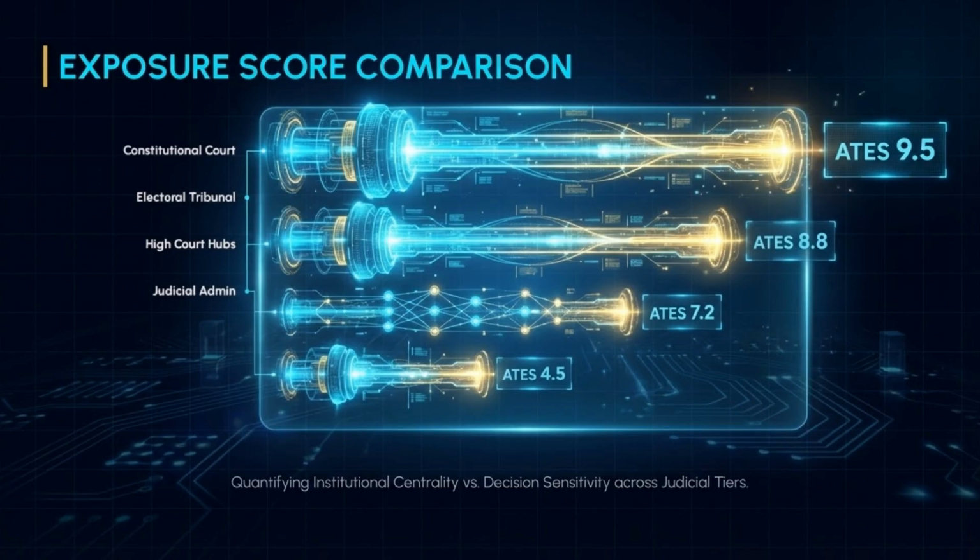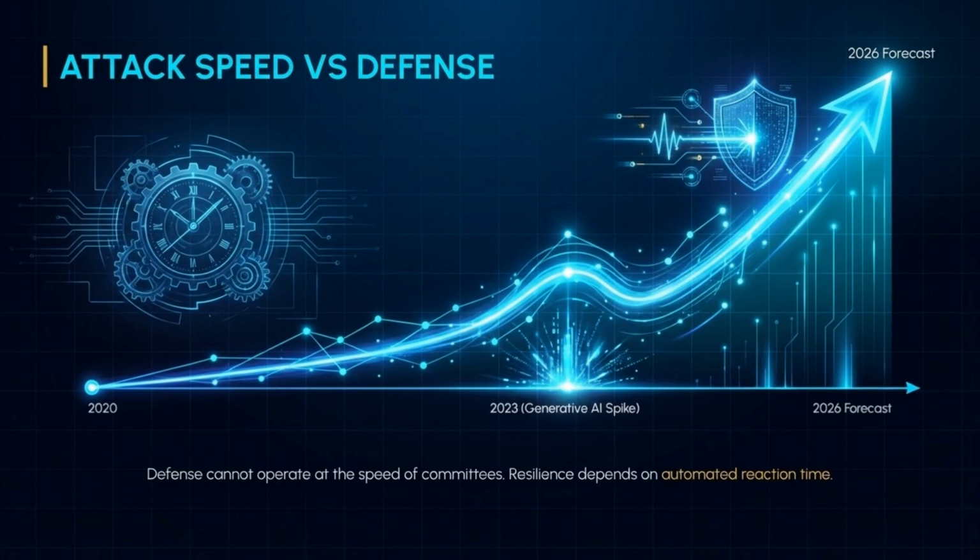This chart illustrates an exposure score comparison, quantifying institutional centrality versus decision sensitivity across judicial tiers using the ATES score. Looking at attack speed versus defense, we see that defense cannot operate at the speed of committees. Resilience relies heavily on automated reaction time, especially as we forecast increases in threat activity.